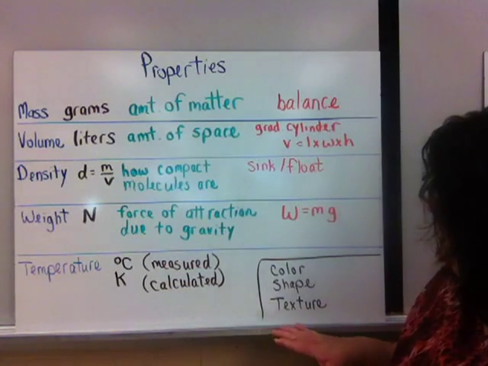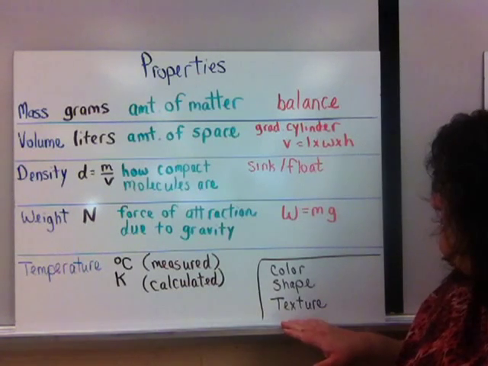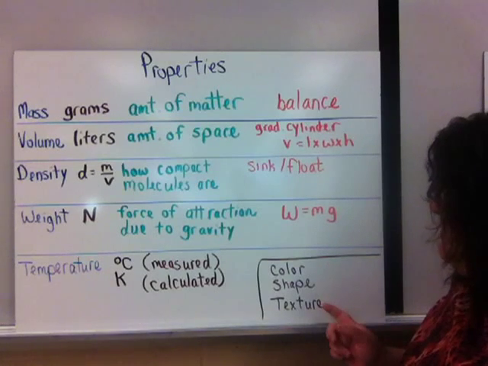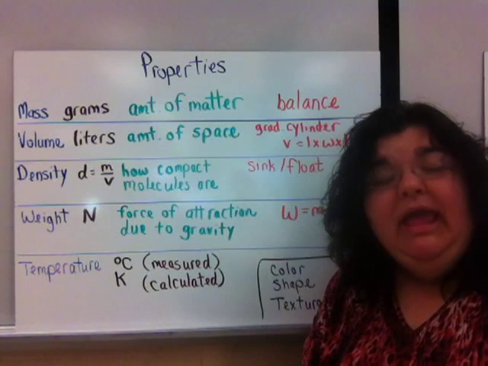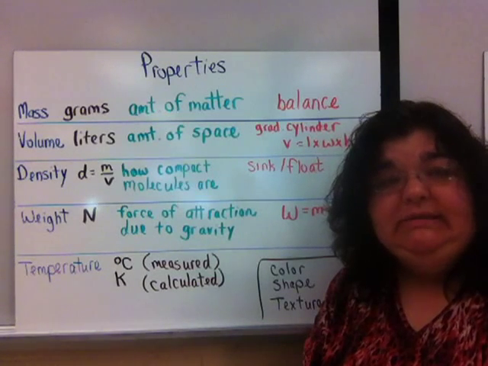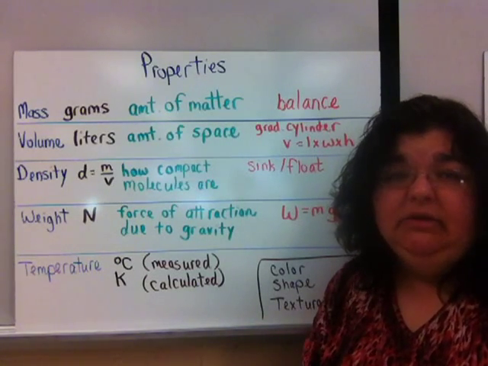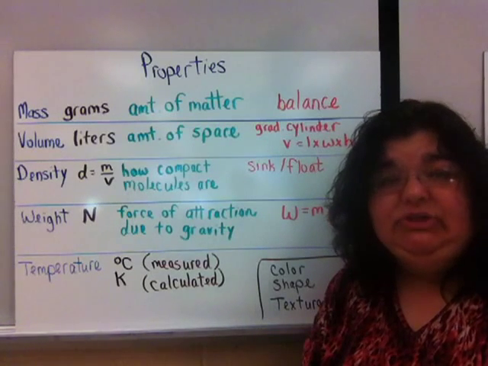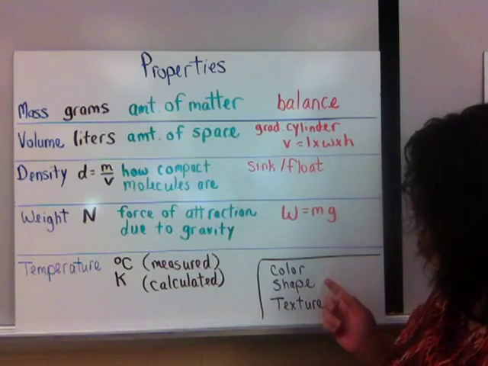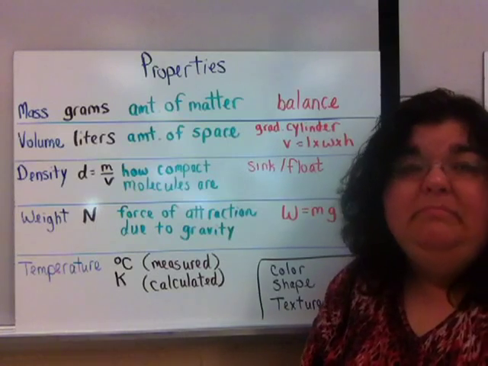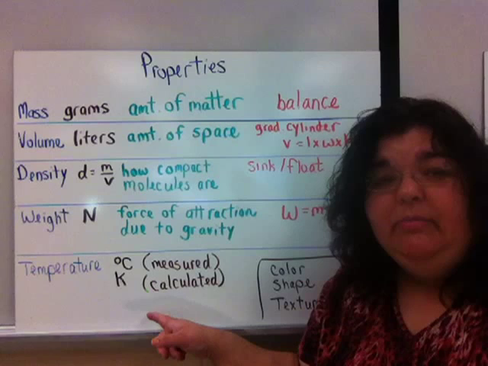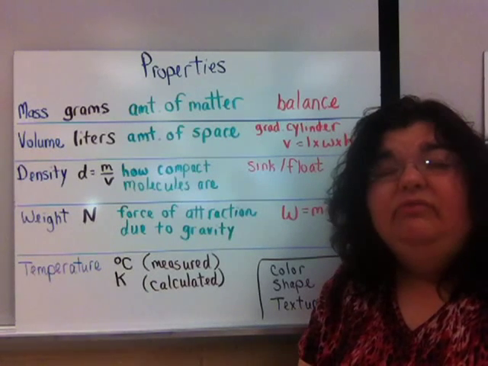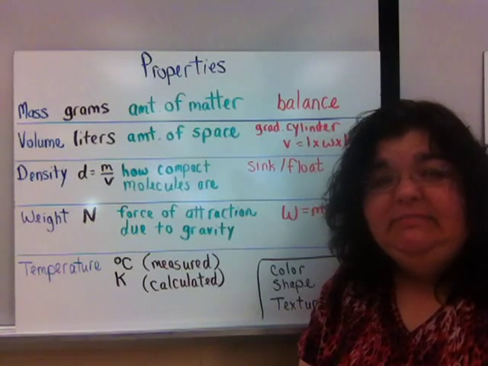Now, there are other properties of matter, like color, shape, and texture, but not all matter has these properties. Not everything has a color. Not everything has a texture. So because these are not true for all matter, we don't have them on our list. These 5 properties are things that are true for anything that's classified as matter.